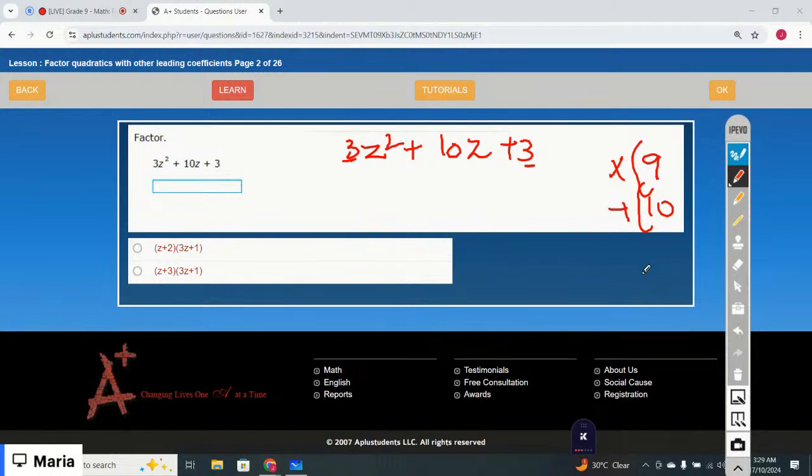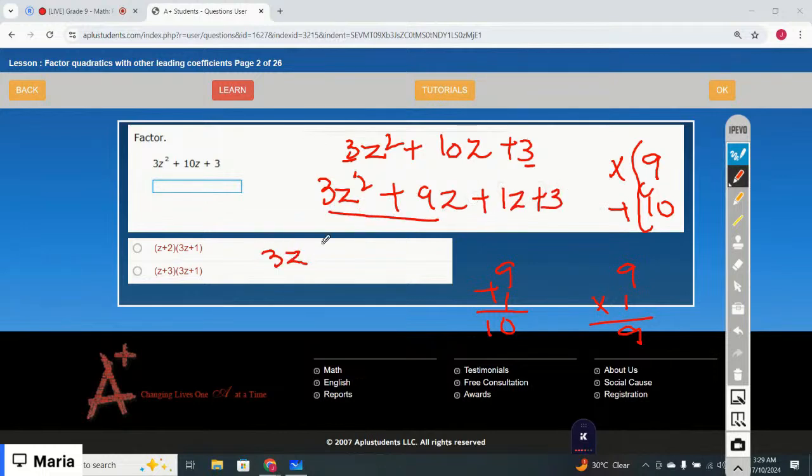That is 9 and 1, right? When you multiply them, 9 times 1 is 9. When you add them, 9 and 1 makes 10, isn't it? So you can write it as 3z square plus 9z plus 1z plus 3. So from here you can take common 3z, you are left with z plus 3 times 3 is 9. And from here you can take common 1, you have z plus 3. So z plus 3 and z plus 3 are the common factors, and you have 3z plus 1.